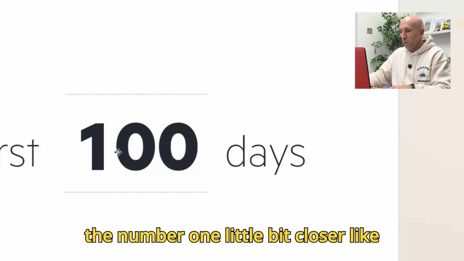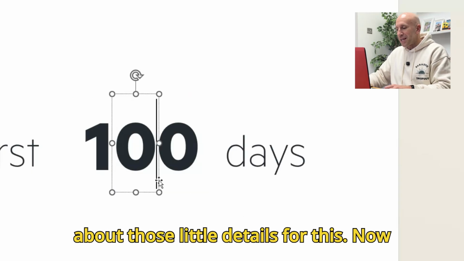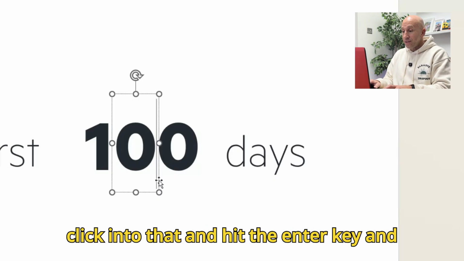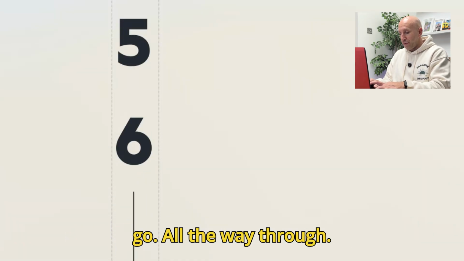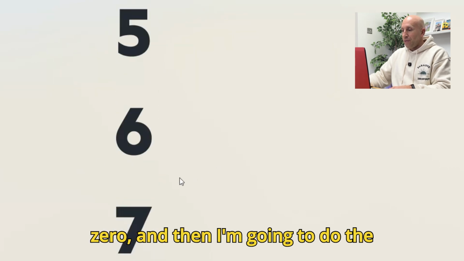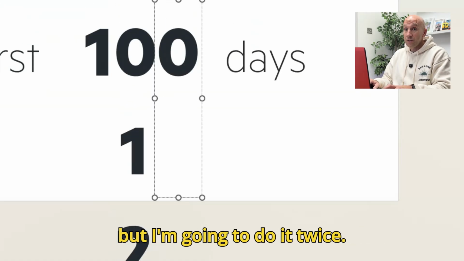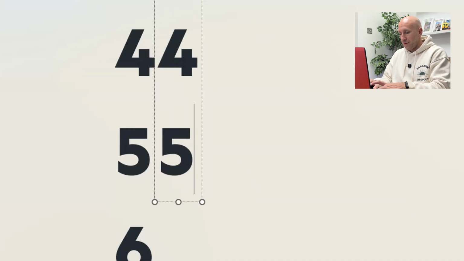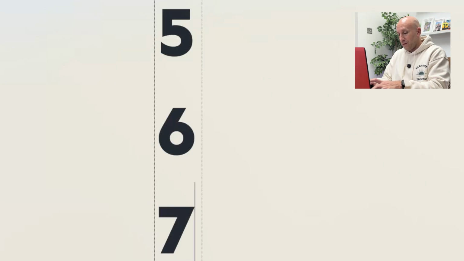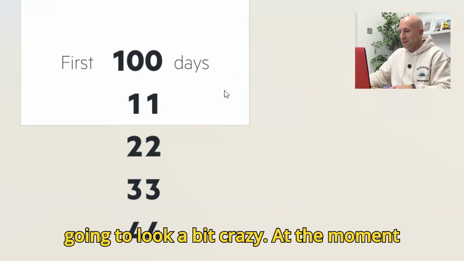I'd probably have the number 1 a little bit closer like that, but I'll try not to worry too much about those little details for this. Now on the second text box, I'm going to click into that and hit the Enter key and go all the way through until we go to 9 and back to 0. And then I'm going to do the same thing again on the third text box, but I'm going to do it twice. There we go. Now, if I zoom out, it's going to look a bit crazy at the moment.